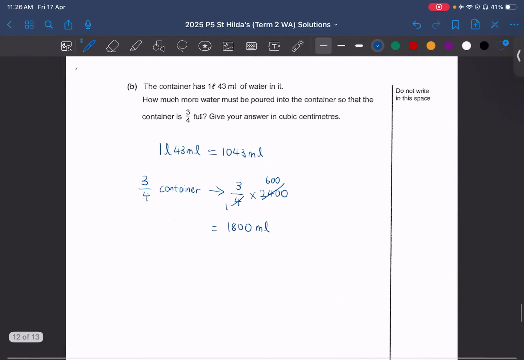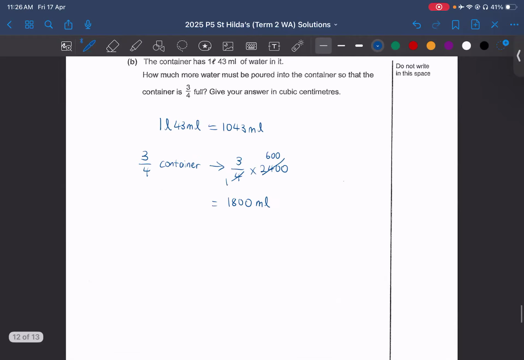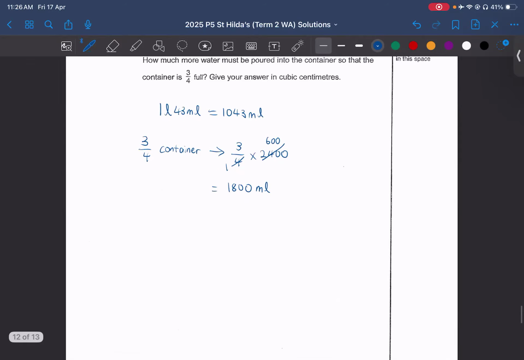So now currently you only have 1,043 milliliters of water in the container, and you want to pour in more water to make it 3/4 full, which is 1,800 milliliter. So to find how much more water you need to pour in, you take what you have at the end, which is 1,800, minus what you have initially, which is 1,043. So 1,800 minus 1,043 in this case will give you 757.